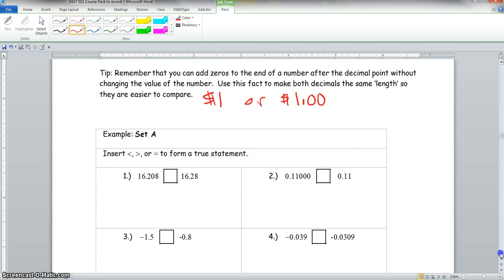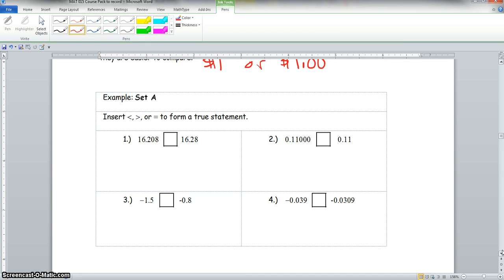Now let's scroll down to example set A. It says here, insert less than, greater than, or equal to form a true statement. Now we have 16.208 in comparison to 16.28. Now watch this. Both of them have 1 in the tens place. They have 6s in the ones place. After the decimal, they both have 2s in the tenths place. And then now in the hundredths place, we have 0 here and we have 8 here. Now we know 8 is larger than 0, so this is greater than.